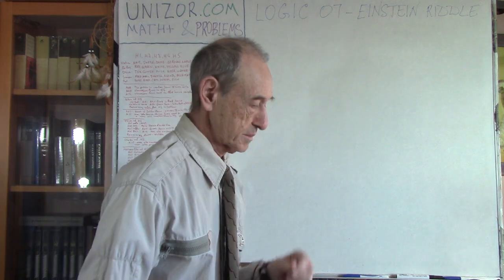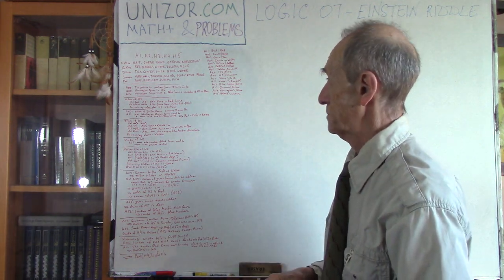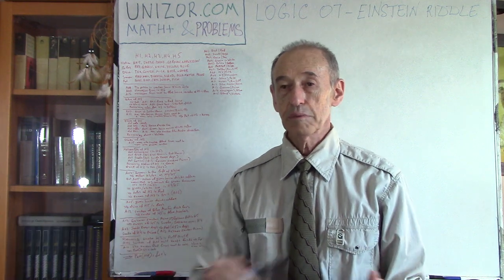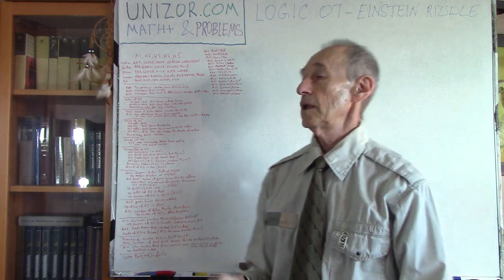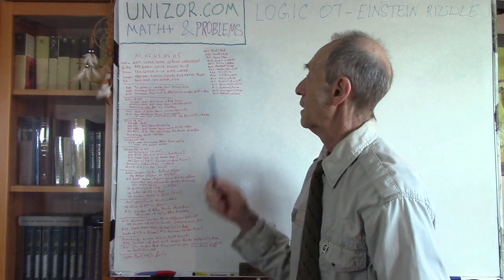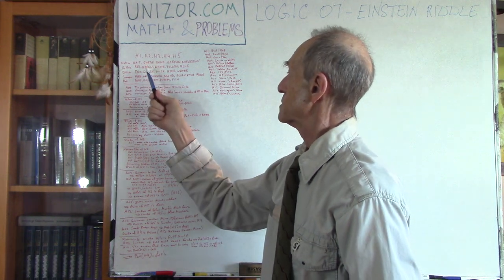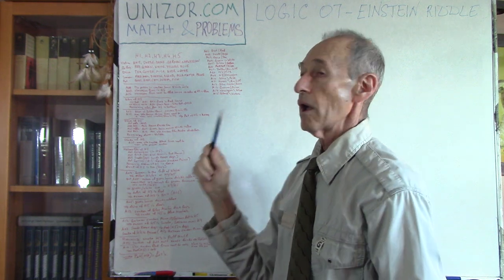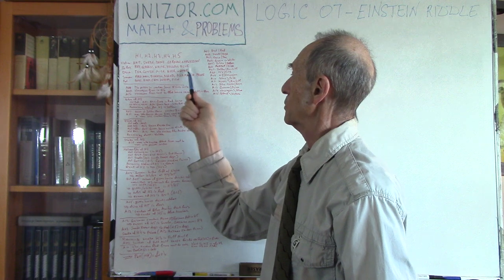So here is the problem. There are 5 houses on the street. Left to right, we will number them 1, 2, 3, 4, 5. In each house, there is a person of a certain nationality: Brit, Swede, Dane, German, and Norwegian. Each house is painted in some color: red, green, white, yellow, and blue.